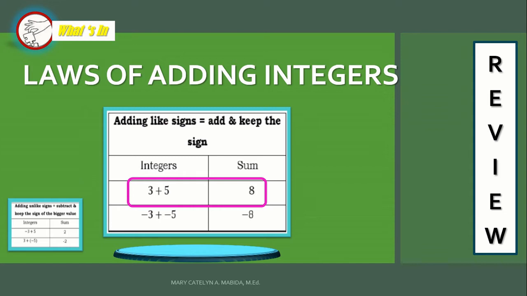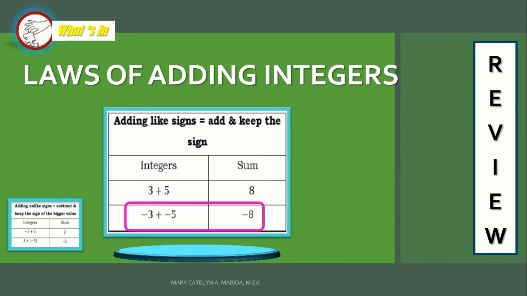Again, positive 3 plus positive 5. They are both positives. You are adding numbers with like signs. And so, adding numbers with like signs will give you the number that carries their common sign. 3 plus 5 is equal to 8. Positive 3 plus positive 5 is equal to 8.